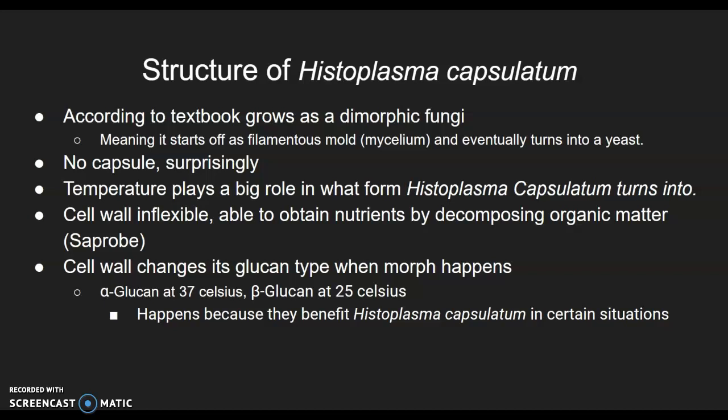same rules. The cell wall is inflexible, and it is unable to obtain nutrients by itself, but does so through enzymes that decompose organic matter. This is called a saprobe. The cell wall changes its glucan type when the morph happens: alpha glucan at 37 degrees Celsius, beta glucan at 25 degrees Celsius. This will be important later on in the discussion, as it helps Histoplasma capsulatum in certain situations, as you'll find out.